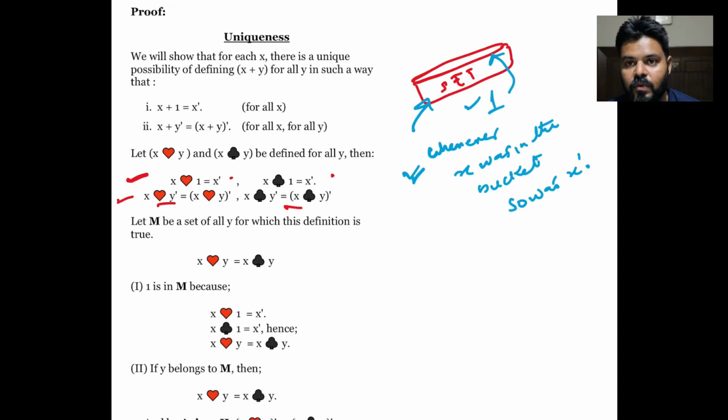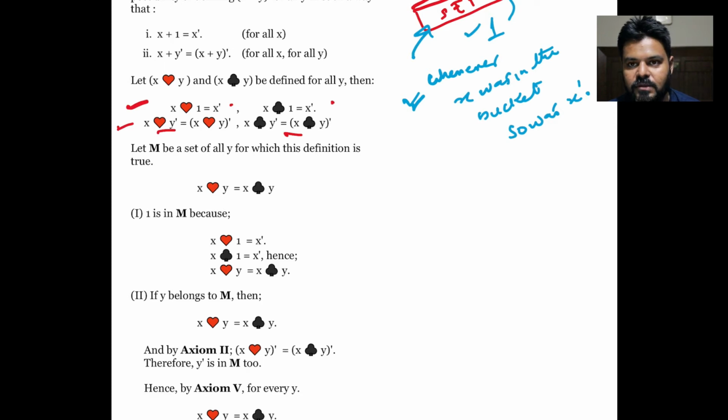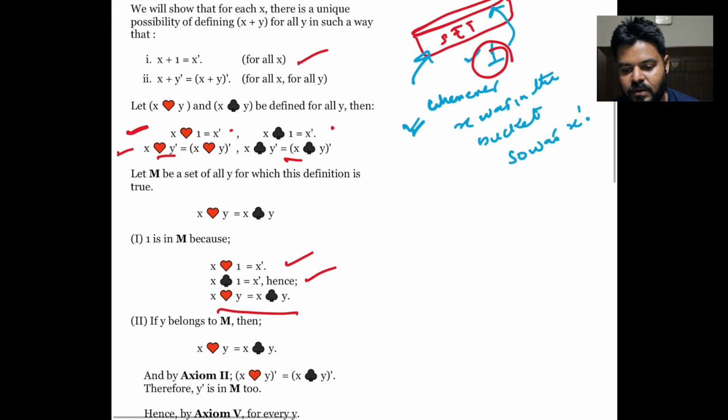So this is what we are going to do. The first part of this induction will be to show that 1 is in the M, and by the definition, by what we have defined x heart y and x trefoil y to be, the first condition holds. And then x heart y and x trefoil y are equal to each other, and so we have shown that 1 is in the set.